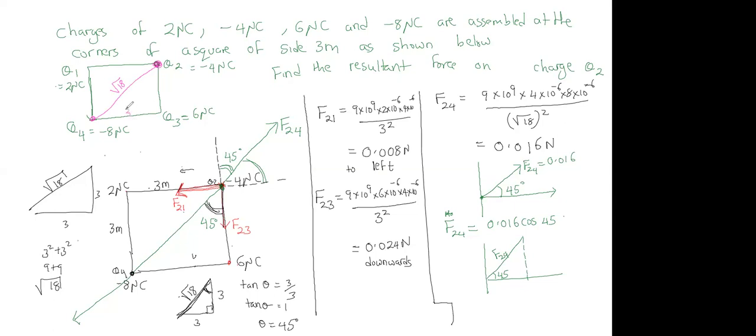Like here you have 3, here you have 3. So we always use the direct distance from one charge to the other charge. So to obtain the direct root here, this is a right angled triangle. So 3 squared plus 3 squared is 18, and you get the square root.